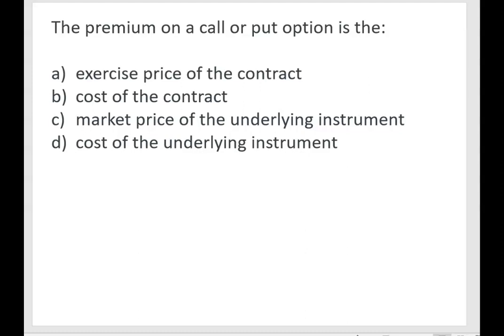All right, question number 1 again. Just type what you think is the best answer in the chat on your control panel. The first question is: the premium on a call or put option is the A, exercise price of the contract; B, the cost of the contract; C, the market price of the underlying instrument; or D, cost of the underlying instrument. What do you think is the best choice?